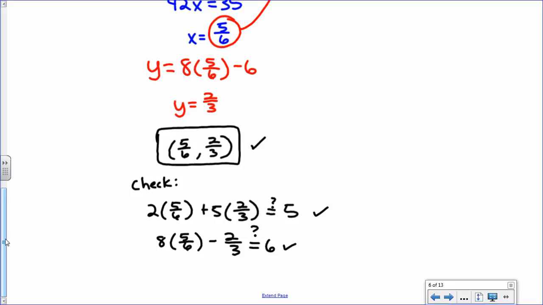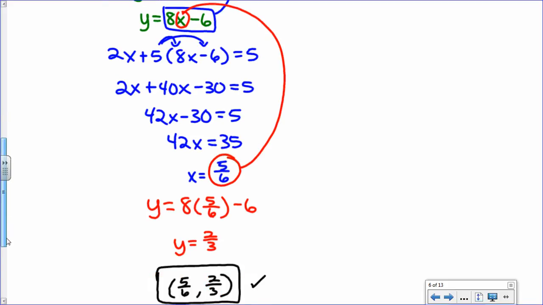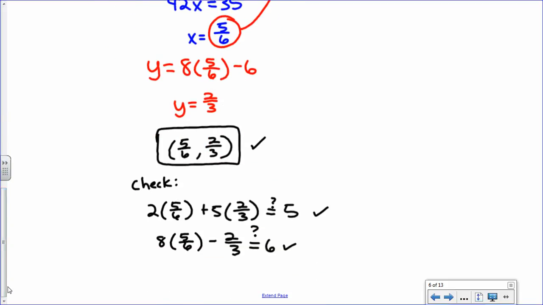Always do your check back into the original because maybe your mistake came here. So if you go back to an equation you've changed, that could be where your mistake is, and if you plug it back in here, you wouldn't catch it. So you always go back to the original to do your check. Okay? Questions about substitution?